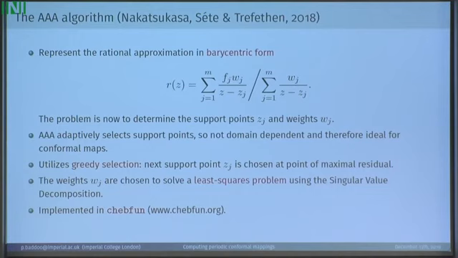So I probably don't need to remind this audience of the AAA algorithm, but here it is anyway. We represent the approximant in this barycentric form, and the problem is now to determine the support points, Zj, and the weights, Wj. The nice thing about AAA is that it's very flexible with respect to the domain, so it doesn't have to be a real interval. It can be any complex domain, which is great for conformal maps. The two main steps in AAA are the greedy selection of the support points to minimize the instability of the algorithm, and the weights are chosen via a least squares problem, to make the approximant accurate. And AAA is implemented in Chebfun, which you can download there.